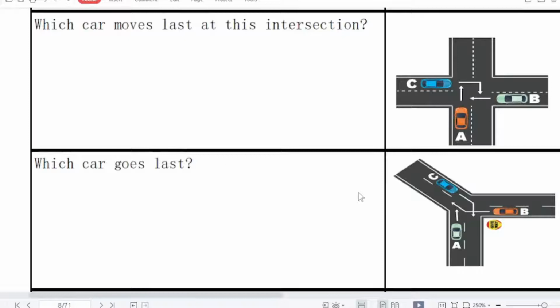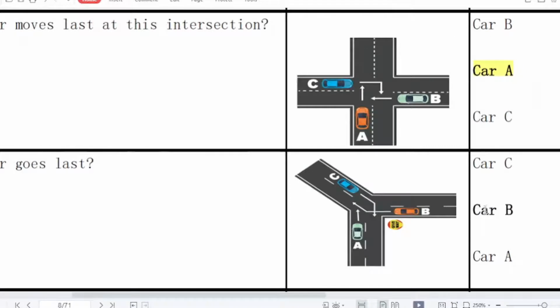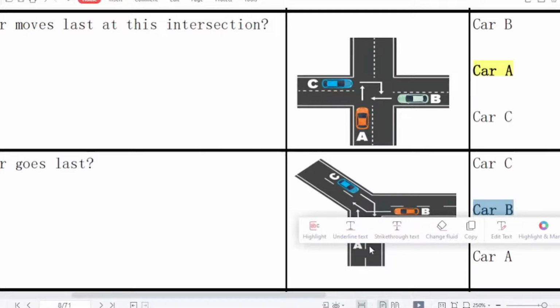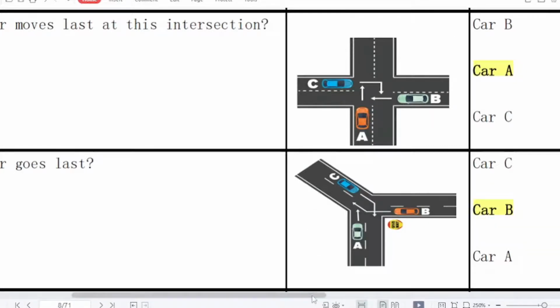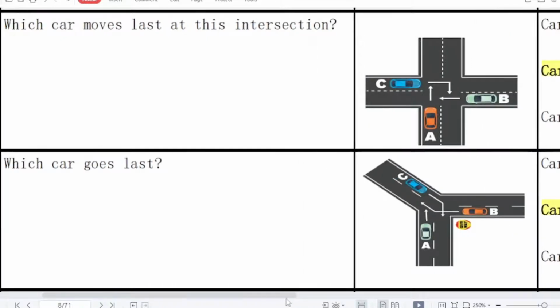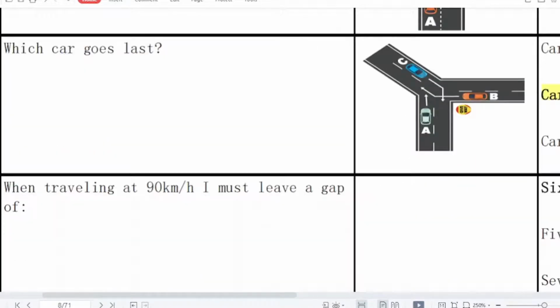Now which car goes last? Here we have three cars: car C, car A, and car B. Now the moment we see this giveaway sign, it means that the car that is automatically facing that sign is the last car to go, because it will give the right of way to all cars that are coming from both directions. So car B is the last car to go. Now let's move on to the next one.